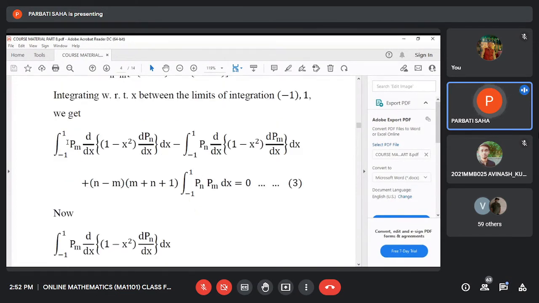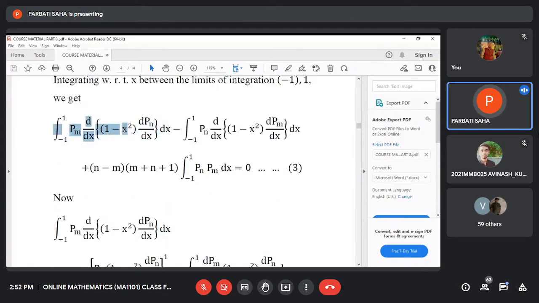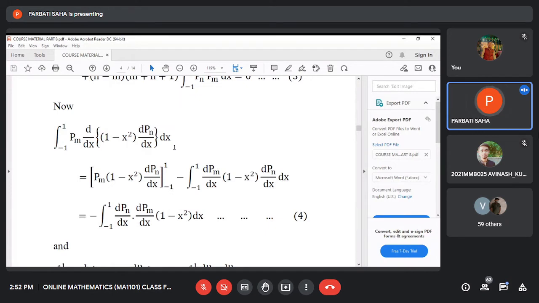Now we integrate, that means we compute the first term, which is given by this. We have to calculate this term. Then apply integration by parts, and it will be like this. This first term will vanish because of the factor 1 minus x squared. If you put the lower limit, this factor becomes 0, and if you put the upper limit, the factor 1 minus x squared also becomes 0. So this term contributes 0, and the remaining part is given by this.